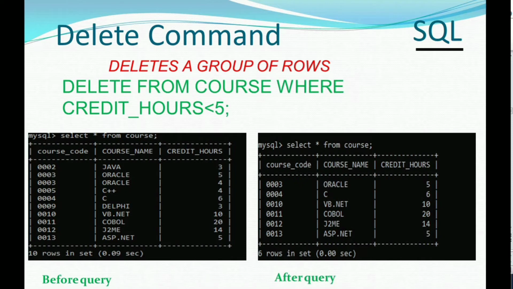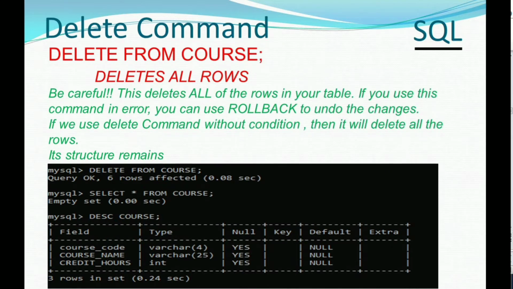If we want to delete all the data from the table, then we have to write delete from table name. It will delete all the rows, but the structure will not be harmed, it will remain intact. You can use rollback to undo the changes. After deleting, if you describe the table, it will show the structure with field names and data types. It means the structure is there, only the data is deleted.